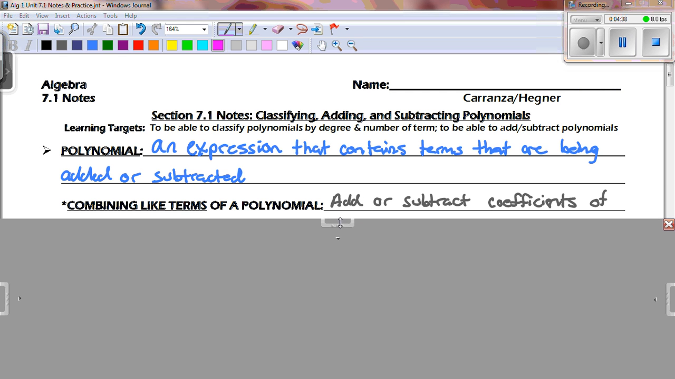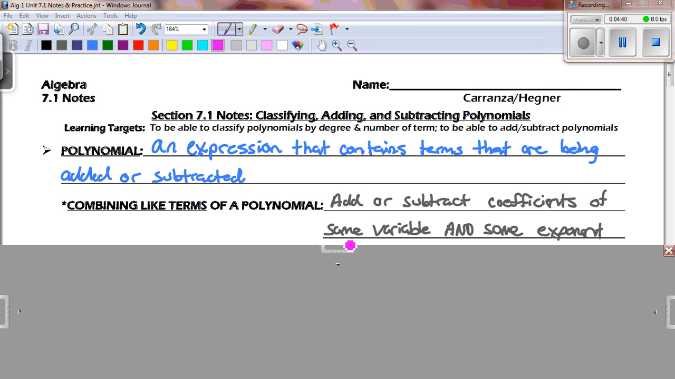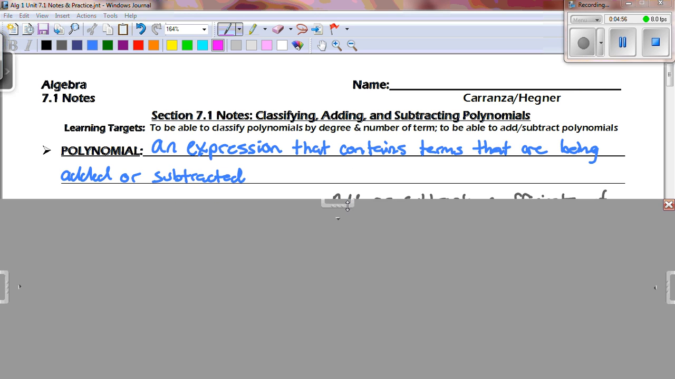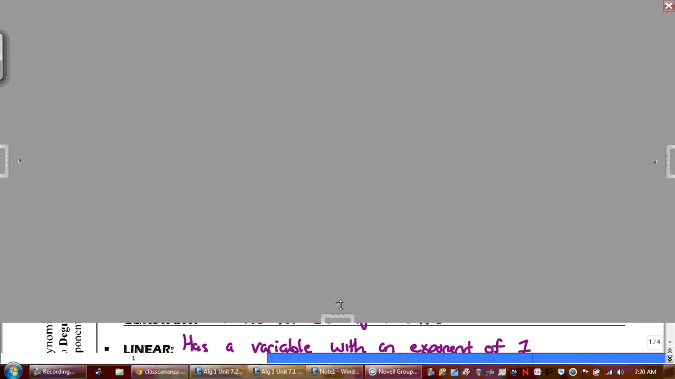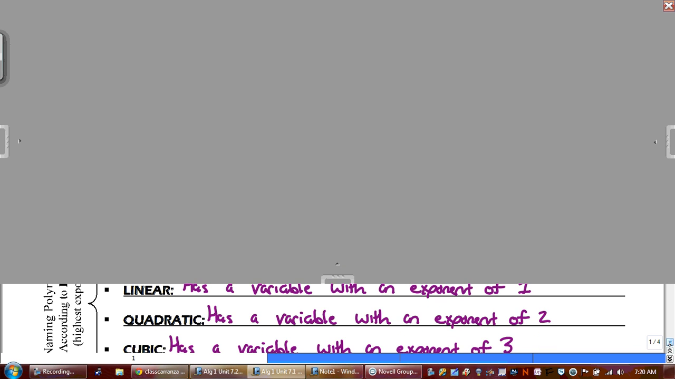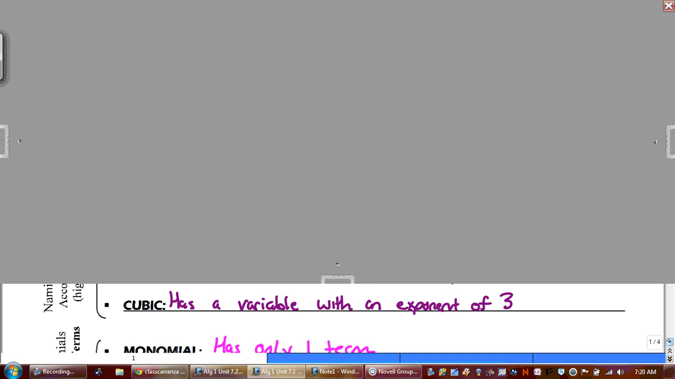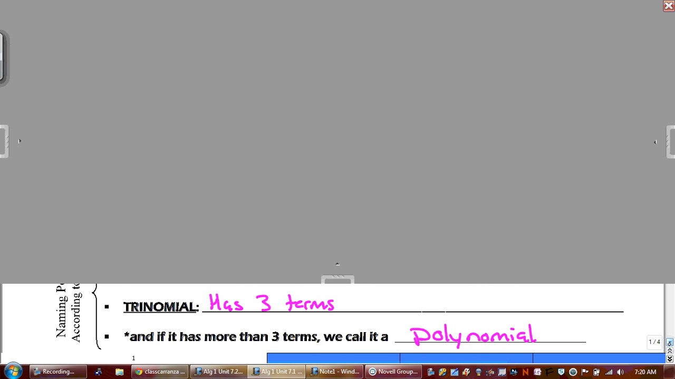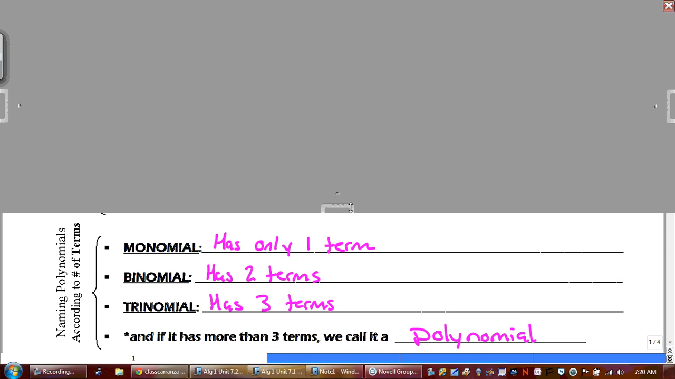Combining like terms isn't on your notes, but combining like terms means to add or subtract coefficients of the same variable and the same exponent. We've done combining like terms a ton, so that should not be new information for you. My notes look a little bit different, but this is the next part that you have.